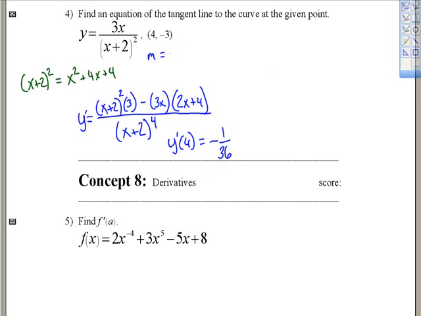So at this point I have a point and I have a slope. I can write an equation. In point slope form, it's y minus y1, in this case y plus 3, equals the slope times x minus x1, in this case x minus 4. If you happened to go to the extra effort to do slope intercept, you got y equals negative 1/36 x minus 26 ninths.